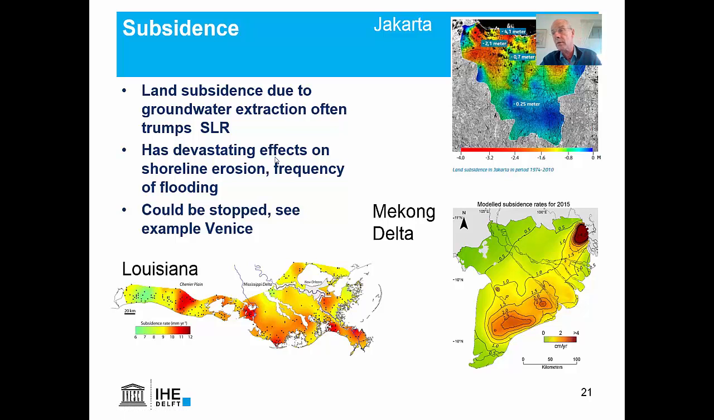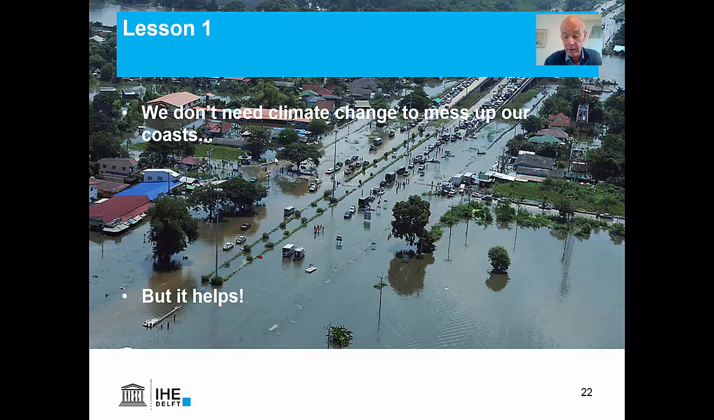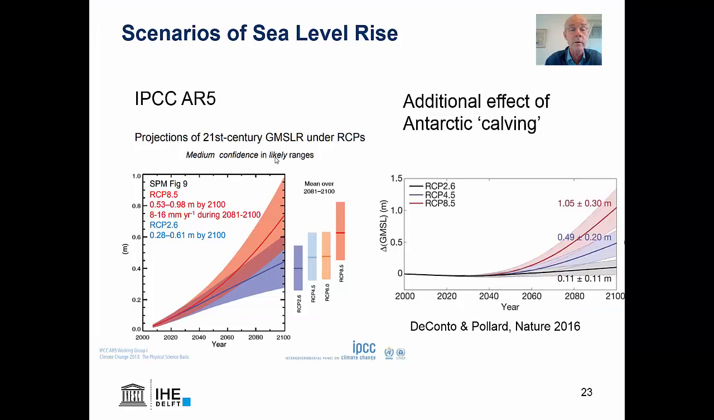It could be stopped if you stop the groundwater extraction. The famous historical example is Venice, which stopped subsiding after the groundwater extraction was stopped. So the main lesson from this is that we don't need climate change to mess up our coasts. But it helps. It will be worse if we don't do many things.